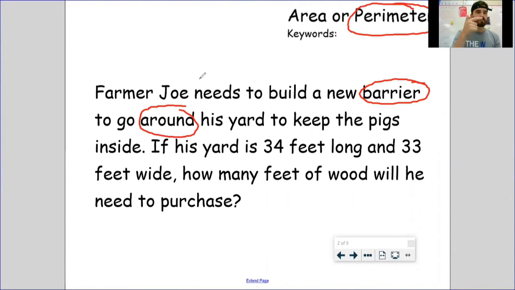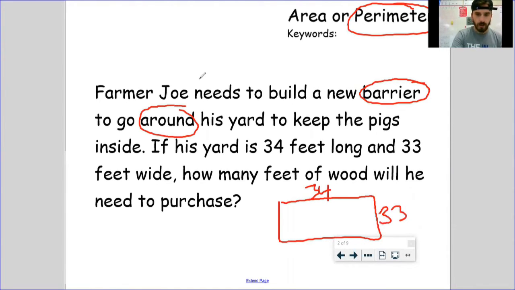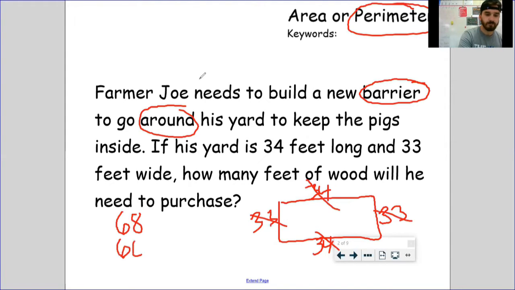That means I got to go side plus side plus side plus side. So I can draw my yard. There's my barrier, 34 feet long, 33 feet wide. Opposite sides are equal. Then all I got to do is add those up. Again, if you've got your calculator, you can go 34 plus 33 plus 34 plus 33. Or we can take our like sides, do 34 plus 34, we'd get 68. Do 33 plus 33, we'd get 66.